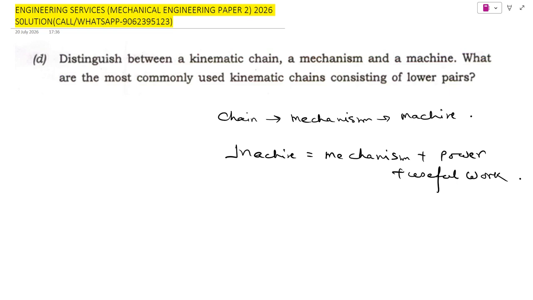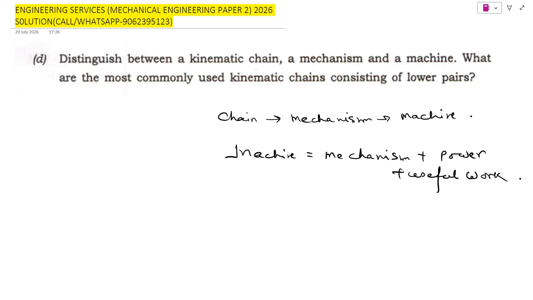Now let us answer the second part. The question asks which are the most commonly used kinematic chains consisting of lower pairs. Lower pairs are those in which the contacting surfaces have surface contact. Examples include the turning pair and the sliding pair. The most common lower pair kinematic chains are, first, the four-bar chain. This consists of four links connected by four turning pairs, and applications are the coupling rod of a locomotive, the Watt mechanism, and the beam engine.